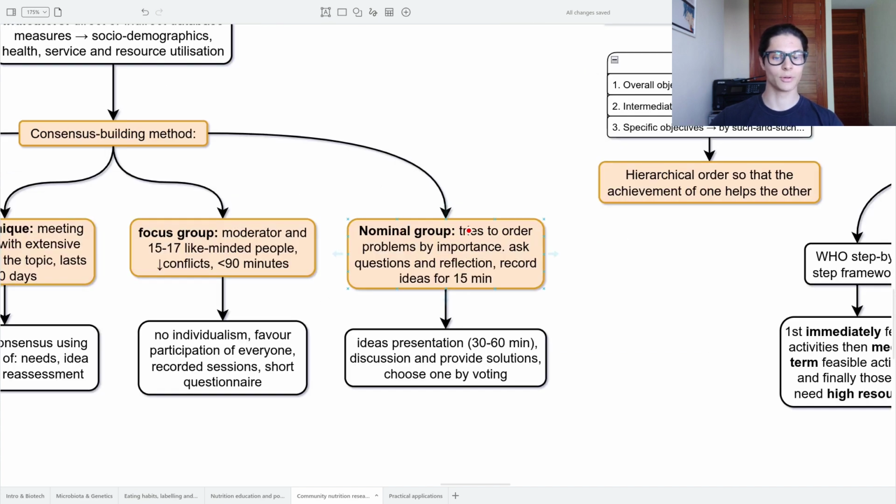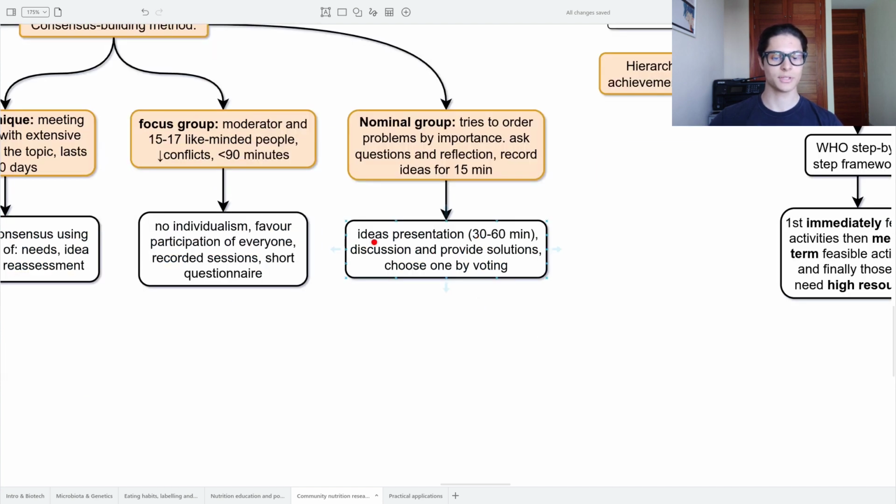Then we have the nominal group method. This tries to order problems by importance. Here we have to ask questions that will lead to a reflection, and we have to record the ideas for 15 minutes. Then there is the presentation of the ideas from 30 to 60 minutes, and afterwards a discussion in which we provide solutions, and then we have to choose one by voting.